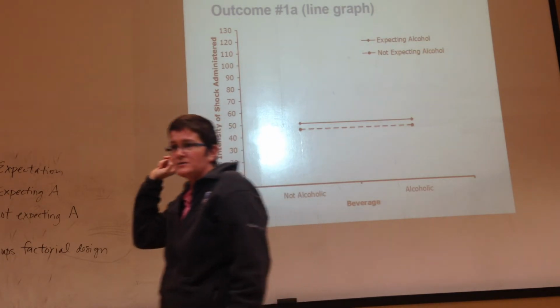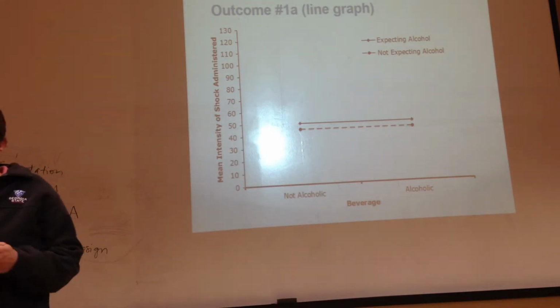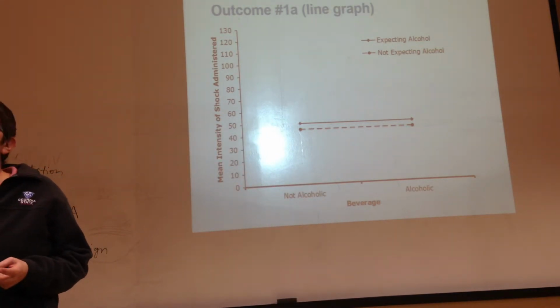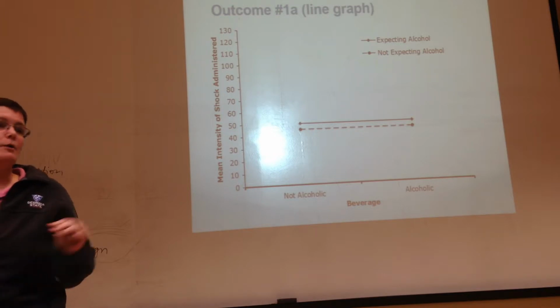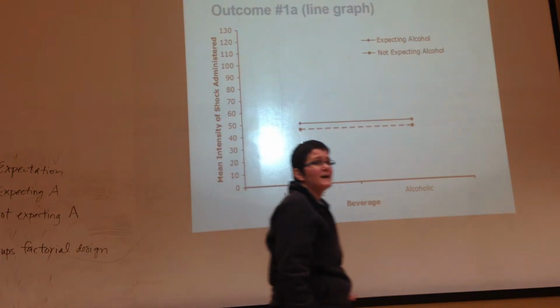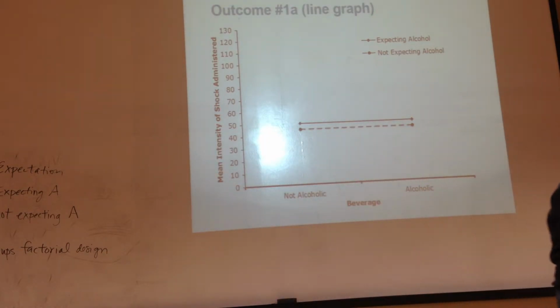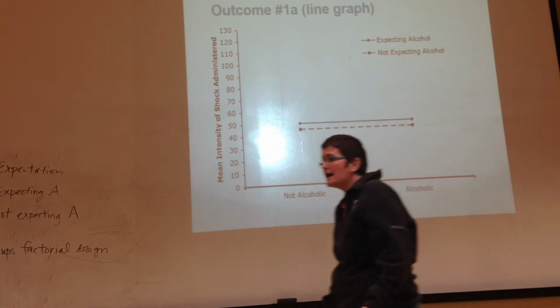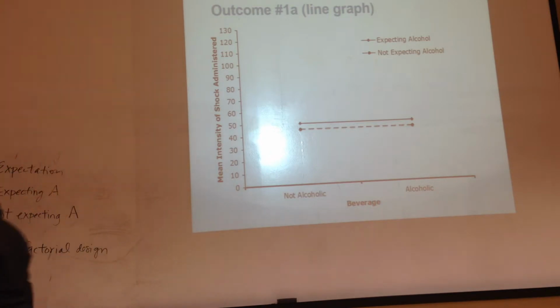Does everybody understand that interpretation? So we've got no main effect of beverage, no main effect of expectation, and no interaction. This is the big nothing. And the graph is boring because the findings are boring. There's nothing going on here. Nothing happened. This is retain the null hypothesis for all three tests. Yawn. Super boring.